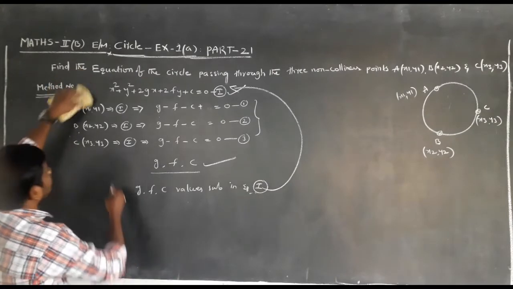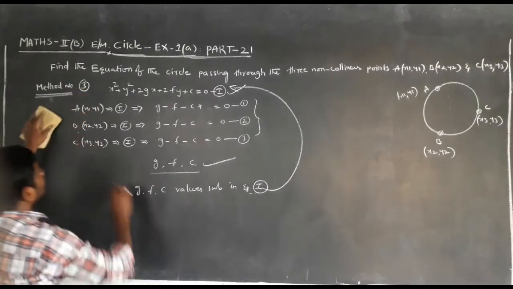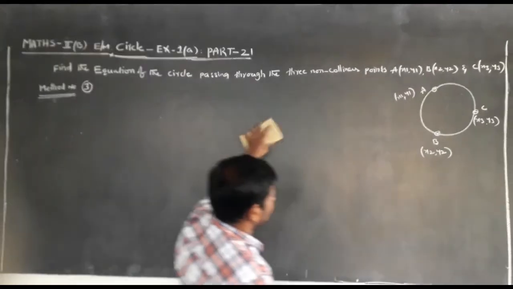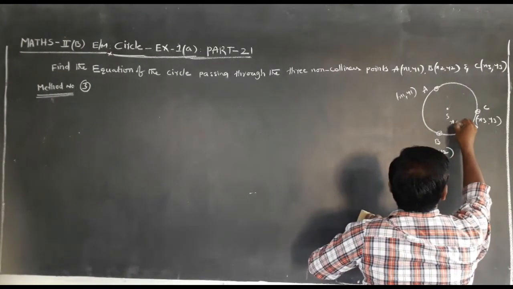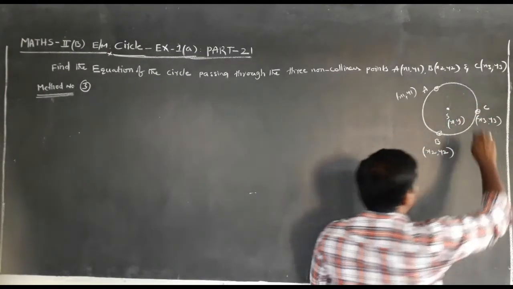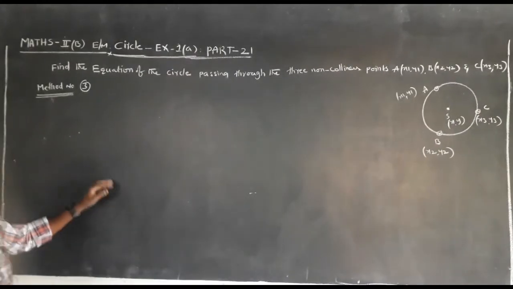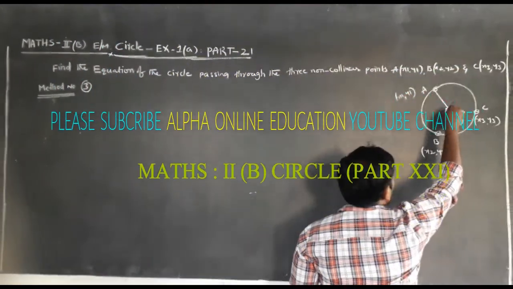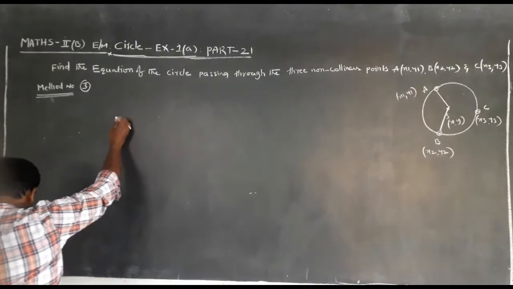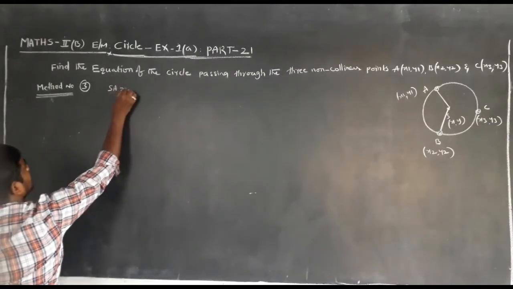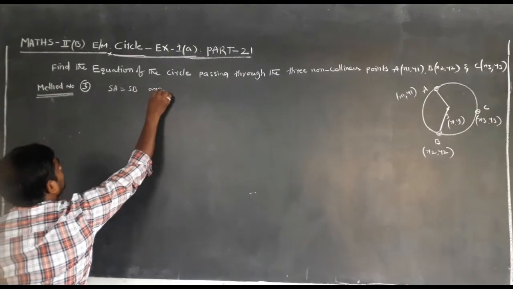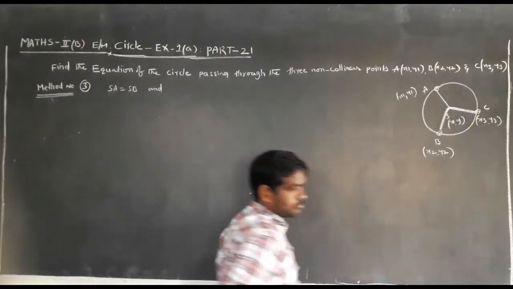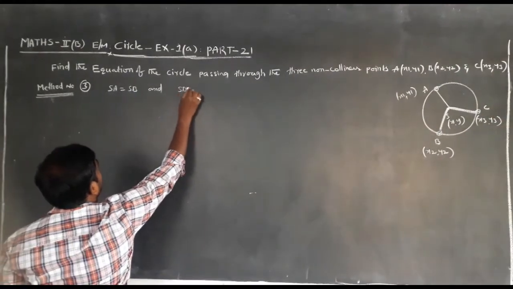Next one, method number 3. In this method, let S (x, y) be the center of the circle. Construct SA equal to SB, and again, second one, SB is equal to SC.